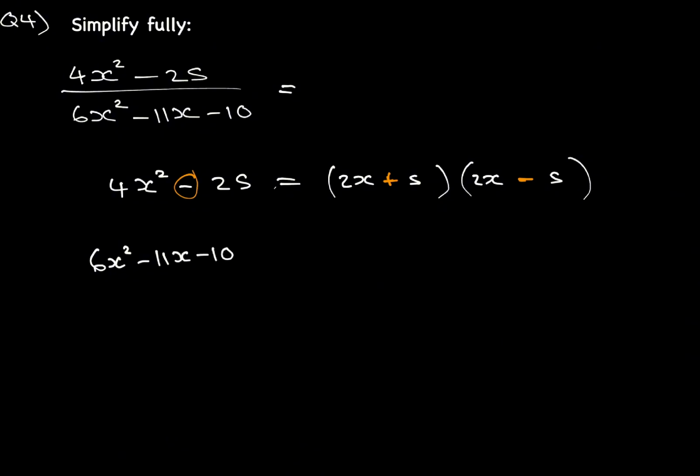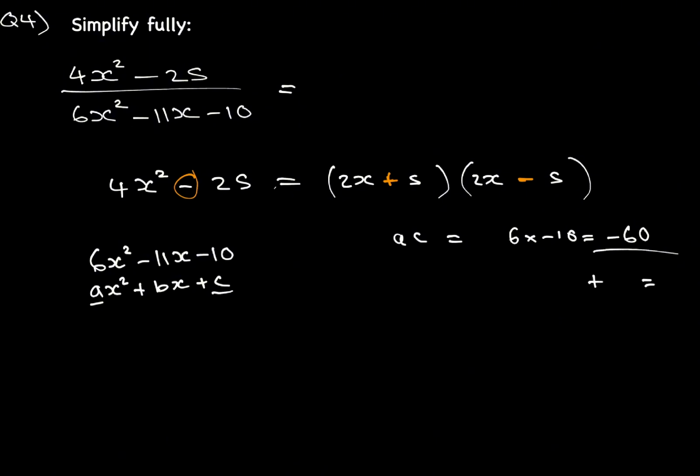Okay, so I would use the AC method. I need two numbers, so a times c. So that's ax squared plus bx plus c. I need to do a times c. In this case, it is 6 times negative 10, which is negative 60. Of the negative 60, I need to find factors that are going to add to give me b.